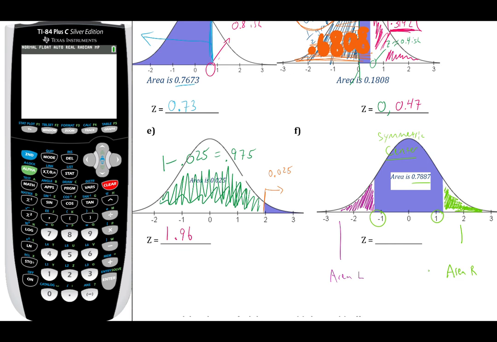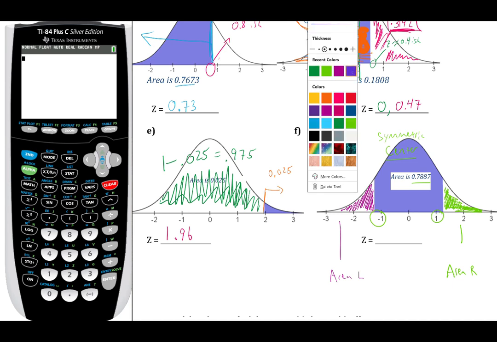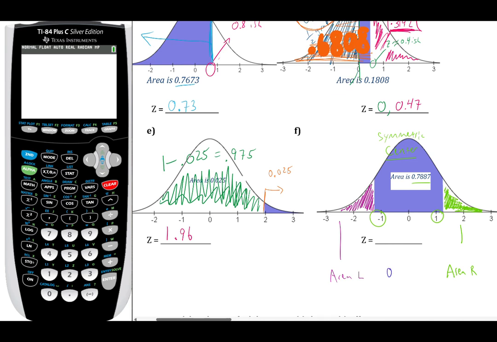If I were to add these two up, this would be the complement of 0.7887. So if I use this color here for 0.7887, if I were to add all of these up, I would get 1. The plum area plus the purple area plus the green area will all equal 1.